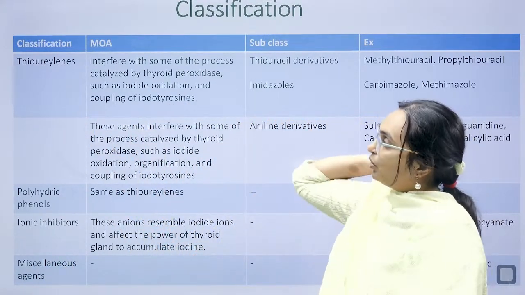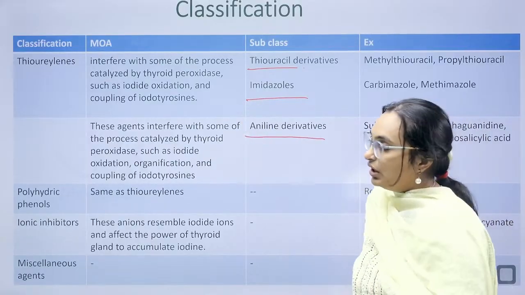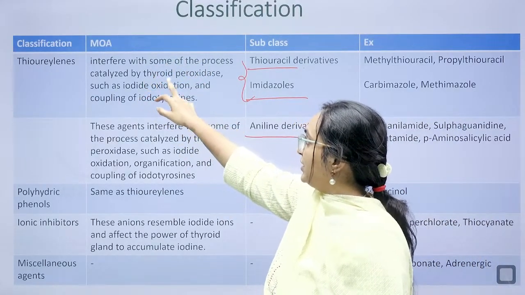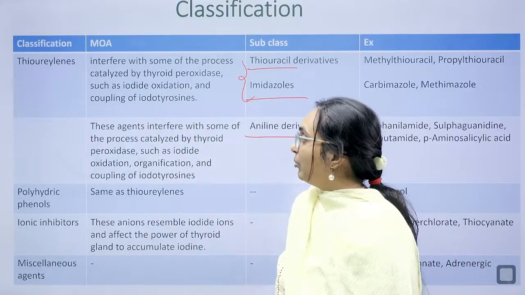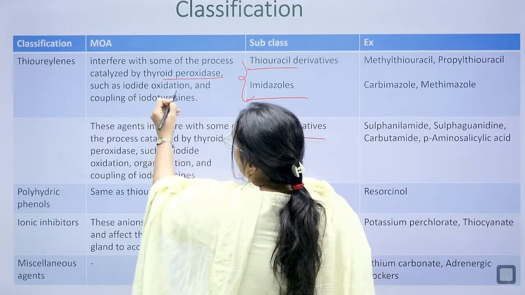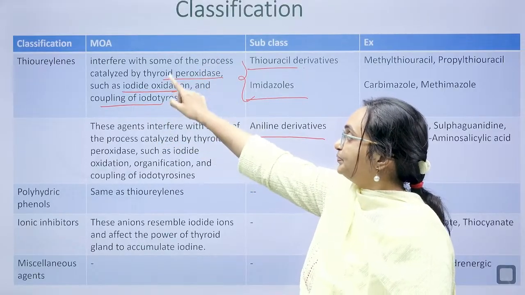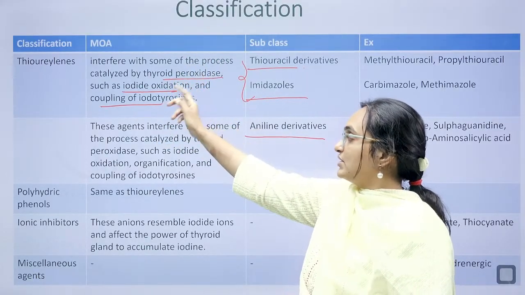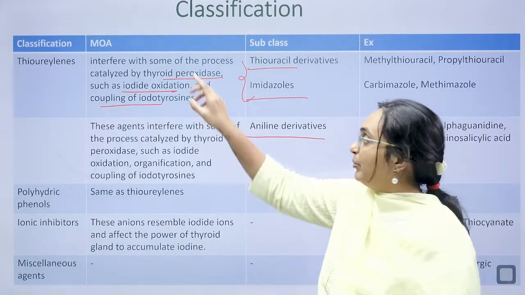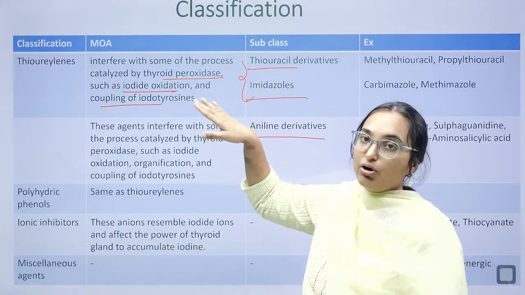What is the mechanism of action? These thioureylenes are divided into three types: thiouracil derivatives, imidazoles and aniline derivatives. Thiouracil derivatives and imidazole derivatives interfere with the processes catalyzed by the thyroid peroxidase, such as iodide oxidation and coupling of iodotyrosines. These are the processes involved in the synthesis of thyroid hormone. Iodide oxidation is catalyzed by the enzyme thyroid peroxidase. Thus thiouracil derivatives and imidazoles interfere with this enzyme so that synthesis of thyroid hormone is stopped.